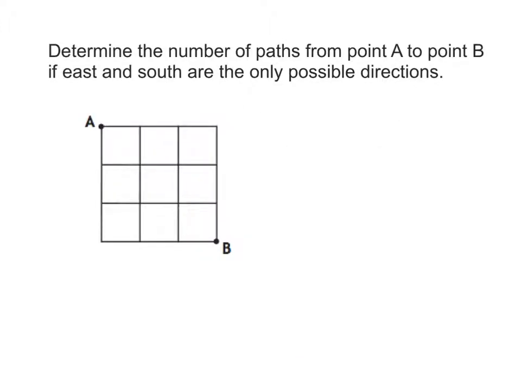Moving on to this, which is an application of Pascal's triangle. Determine the number of paths from point A to point B if east and south are the only possible directions. We did a question like this before, right? And we said, well, if you have to travel east and south, you're going to have to travel east how many times? 3. And how many times will you have to travel south? 3. Also 3.